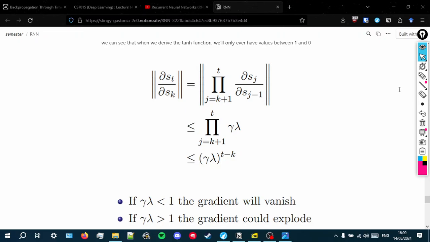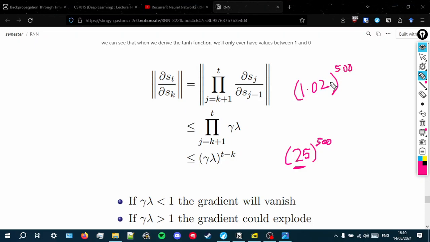So if we keep going with our example where we said gamma was 0.5 and lambda was 50, we have 25 to the power of 500, for example. This is a very, very big number. Usually it will be a lot smaller than this, but if we have a number like this, it is going to explode exponentially. A more realistic number would be something like 1.02 to the power of 500.